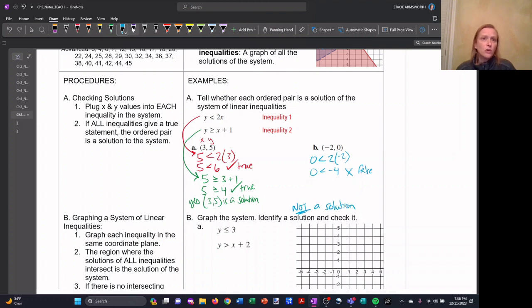If we really wanted to, we could go ahead and check the other one, because as we'll find out, this is actually a solution to the second inequality. 0 is greater than or equal to -2 plus 1. And it is true that 0 is greater than or equal to -1. But it doesn't matter. This is still not a solution.